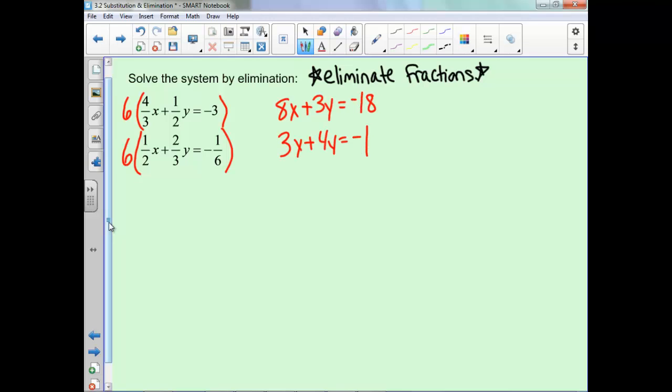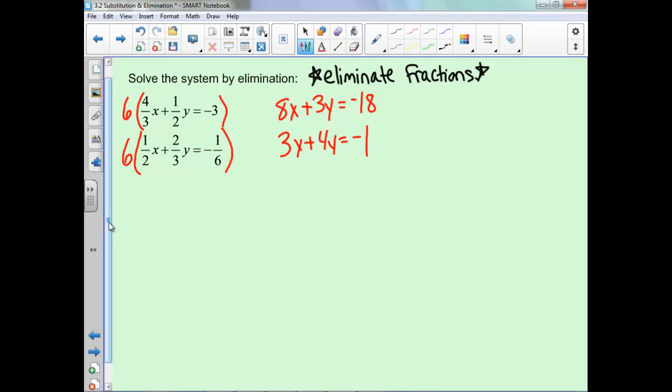So now at least these look a little easier. We don't have our fractions. However, we still don't have any coefficients that match up. So what we need to do is multiply both equations by a number to get our coefficients to even out. And it doesn't matter whether you want to work with the x's or the y's. I'm going to go ahead and work with the x's.